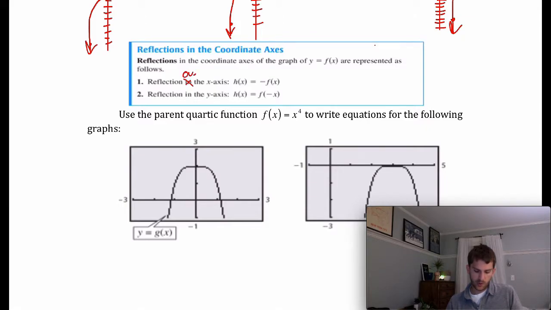So reflection over the x-axis. What we're going to do is take h of x and take the opposite of all of f of x. Whatever function f of x was going to be, we're going to take the opposite of everything.